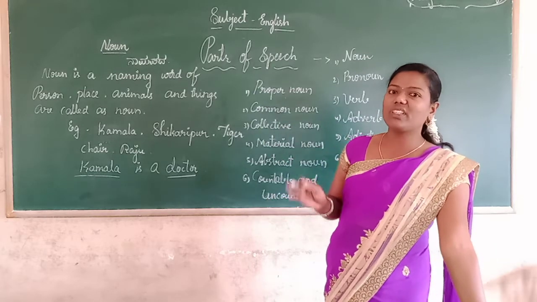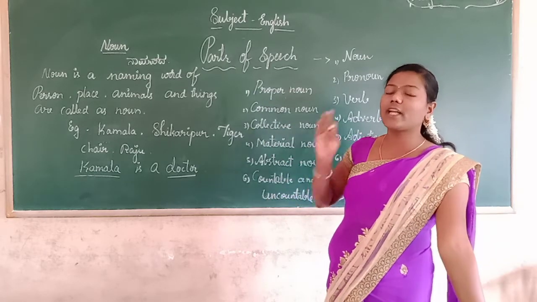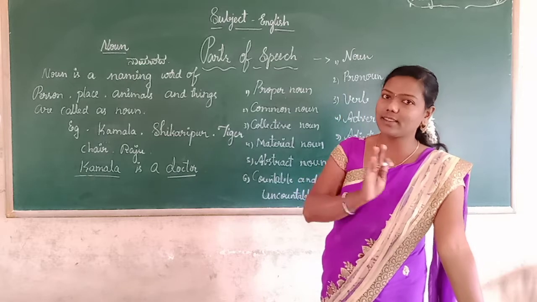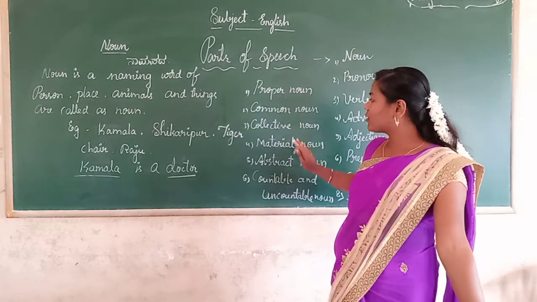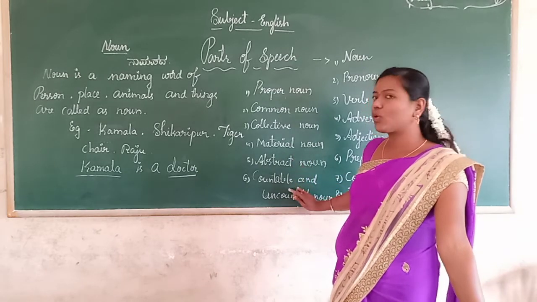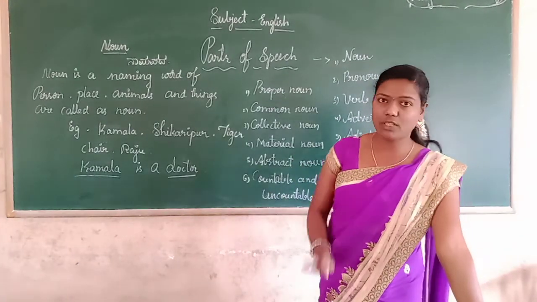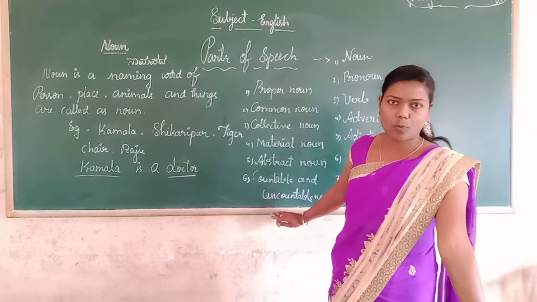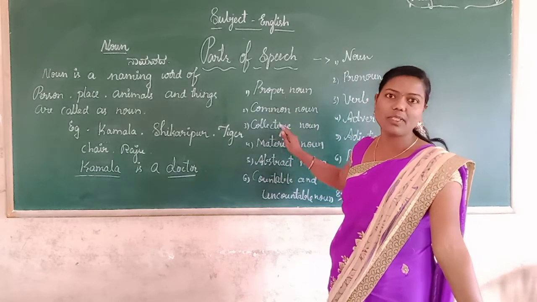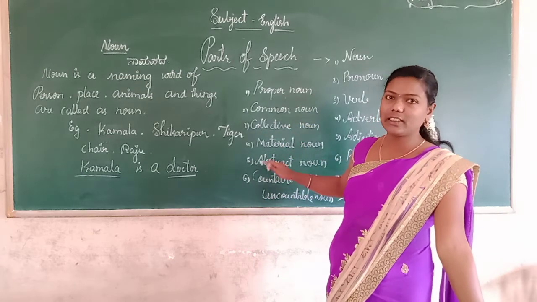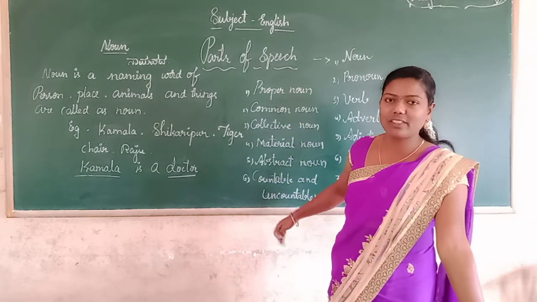But now, in this class, we only understand how many types there are in noun. There are 6 steps in noun. Which are they? Proper noun, common noun, collective noun, material noun, abstract noun, countable and uncountable noun. You remember these points in your mind. Okay? And next, I will give the examples and I will tell the meaning of these nouns in the next class.